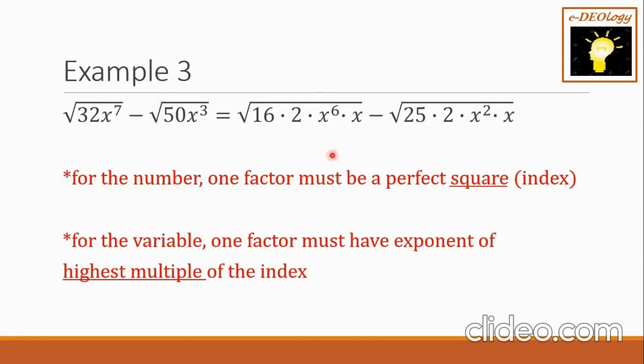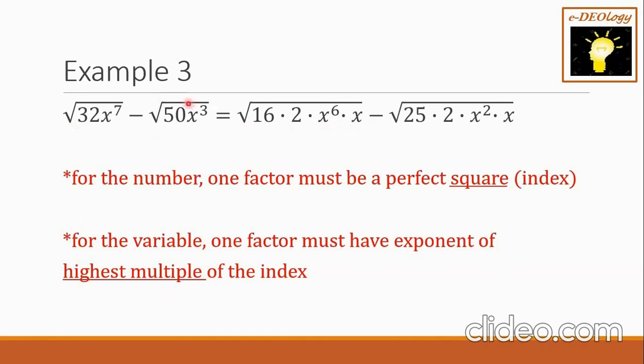In the first radical, the number 32 is factored out into 16 and 2. For the variable x raised to 7, there is a clue here how to factor out that variable. It says one factor must have an exponent that is the highest multiple of the index. Our index is 2. So the factors for x raised to 7 are x raised to 6 and x.